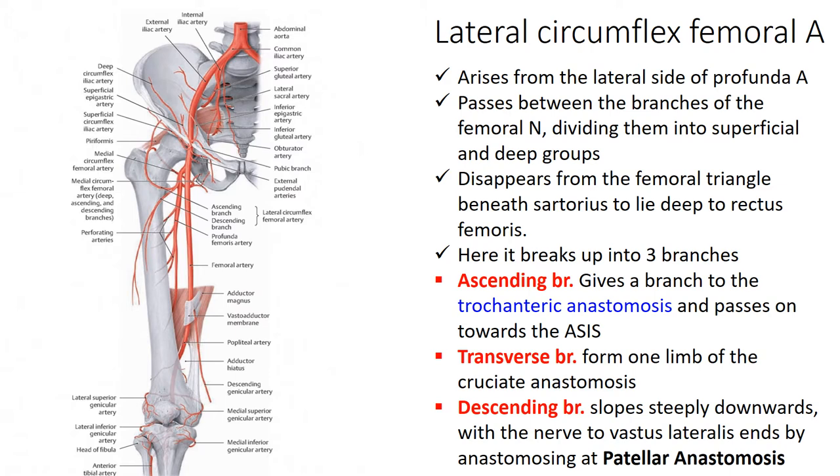Then there is the descending branch. Now this descending branch slopes steeply downwards, and when it does so, it lies with the nerve to the vastus lateralis. In fact, this descending branch and the nerve to the vastus lateralis lie in the groove between the vastus lateralis and vastus intermedius. And then it ends by anastomosing around the knee, known as the patellar anastomosis. So these are the descending branches.